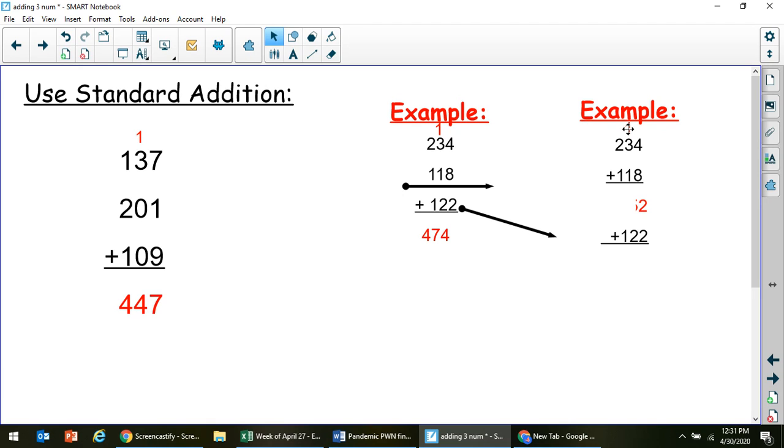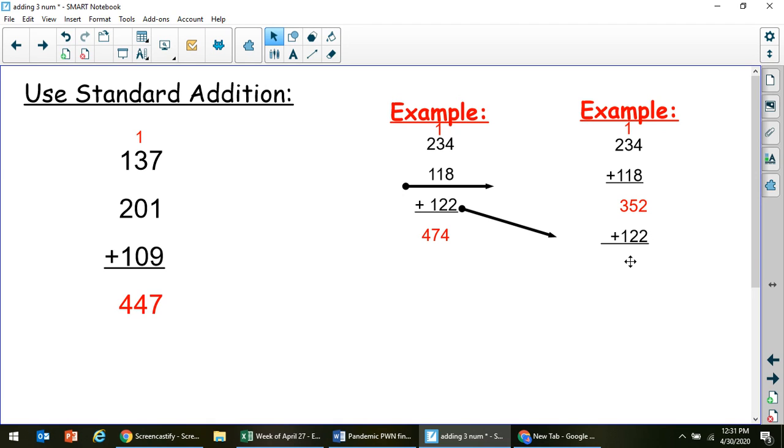3 plus 1 is 4, plus 1 more is 5. And then all I have to do is add my hundreds. 2 plus 1 is 3. Well, I have 352. That's not the same answer. Oh, duh. I need to add my last number. So I'm going to take my sum from these two and add the last number, which is 112.